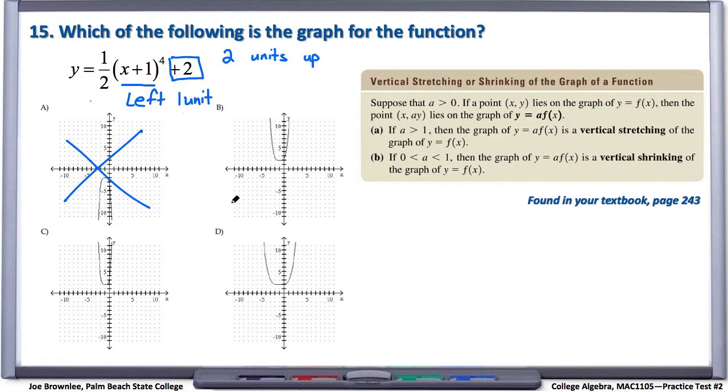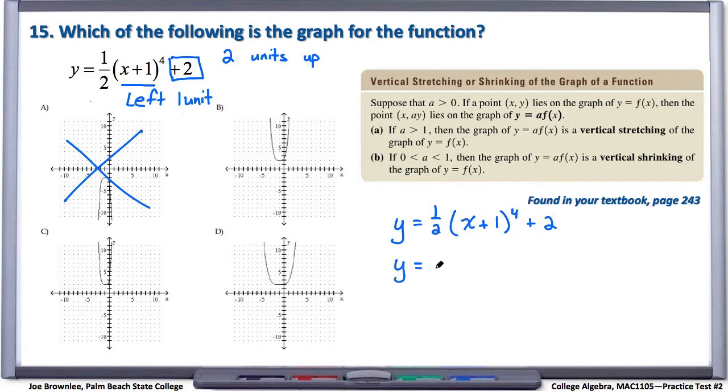So we have one option left to us, and we're gonna solve this analytically, which is to say, let's see where this graph crosses the y-axis. To find the y-intercept, we know to plug in 0 for x and evaluate, right? So let's take what we have, y equals 1/2 (x plus 1)^4 plus 2. We want to know where this graph crosses the y-axis. And so in order to find the y-intercept, we're going to plug 0 in for x and solve for y.